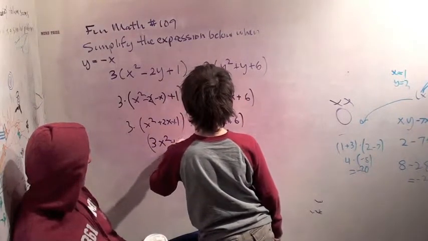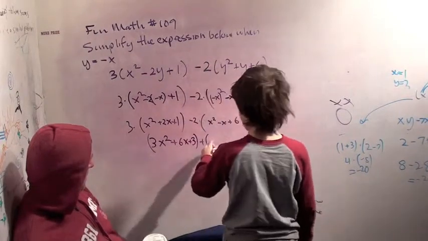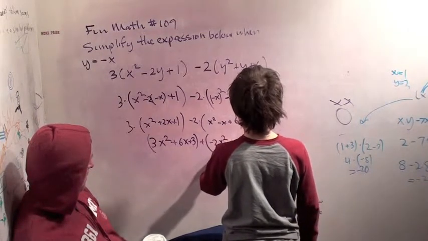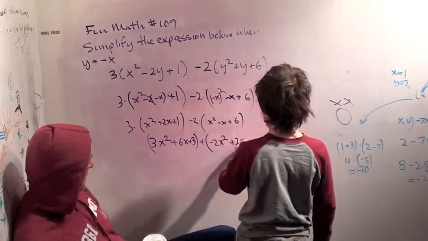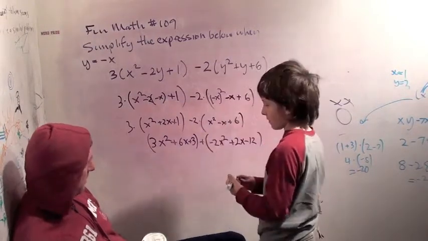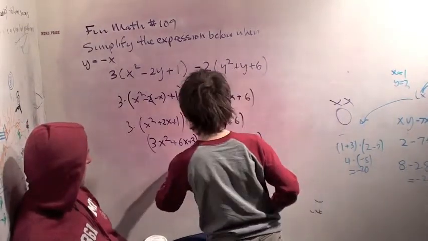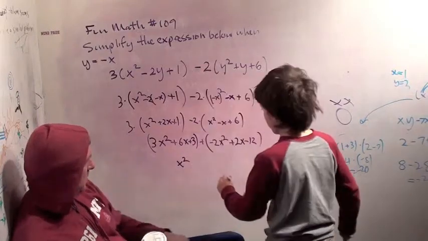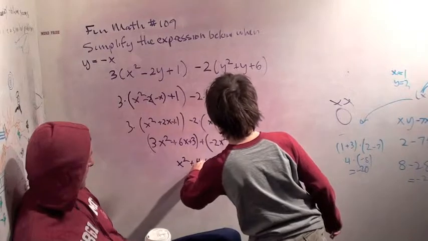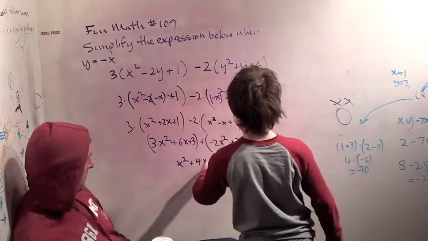It's 3x squared plus 6x plus 3 plus minus 2x squared plus 2x minus 12. Minus times a minus is a plus. Okay, good. So how does this simplify? 3x squared minus 2x squared is x squared. 6x minus 2x plus 4x plus 3 minus 12 is minus 9.